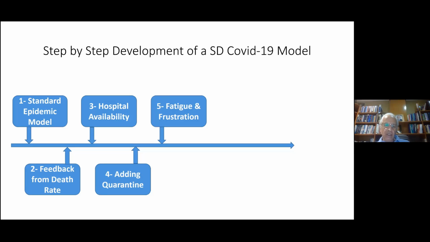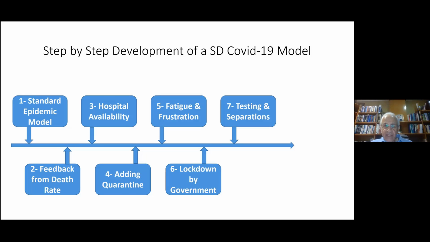Fatigue and frustration is added as people keep their social distancing and decrease the number of contacts. They become tired and frustrated of not meeting other people, and as a result of frustration, they might relax their constraint and meet friends and families. Lockdown by government: if the situation gets very critical, some governments interfere and force lockdown to prevent the spread of disease.